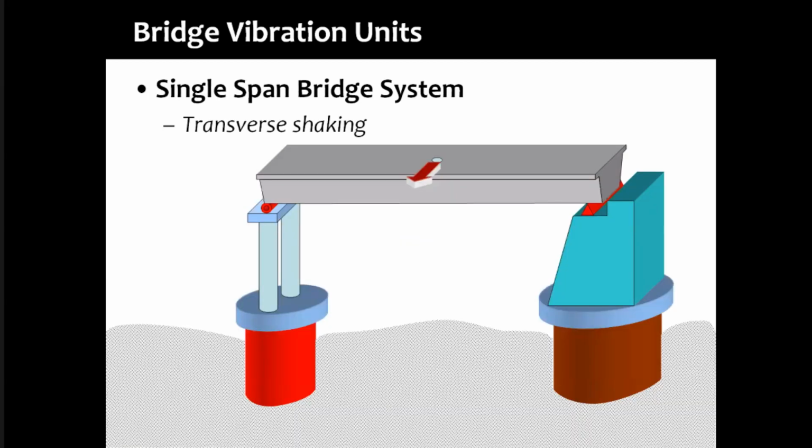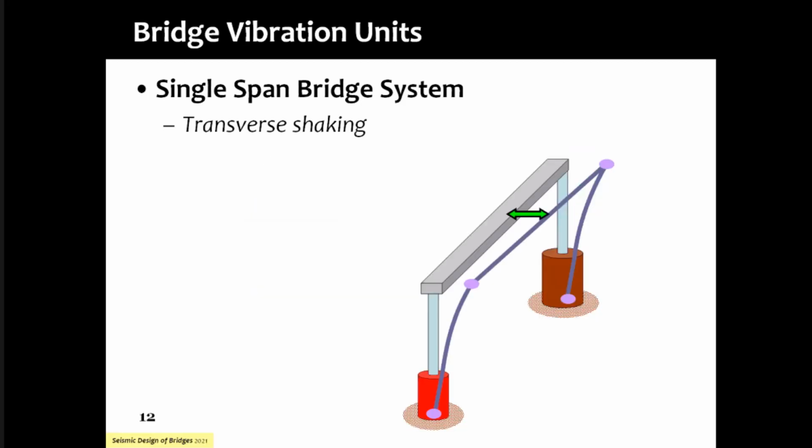Now, we also need to understand the concept of bridge vibration units. The bridge vibration unit means, out of all the 5 pieces that are there in a bridge, the pieces that will oscillate together. Here is one cartoon in which we can see that in the transverse direction, the foundation, the substructure, the bearing, the soil and the superstructure all act together.